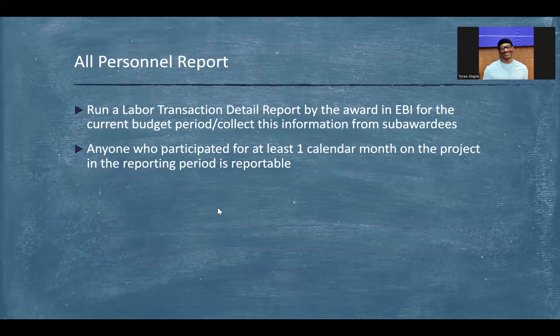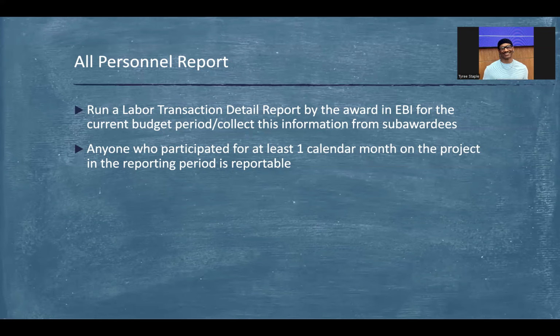For us, to put together an all personnel report, to figure out who has worked at least one calendar month, we are going to run a labor report from our internal system called EBI. And we're going to see, dollar-wise, because that's how it works, what salary amounts posted for each person month to month. And then we can calculate how many calendar months.